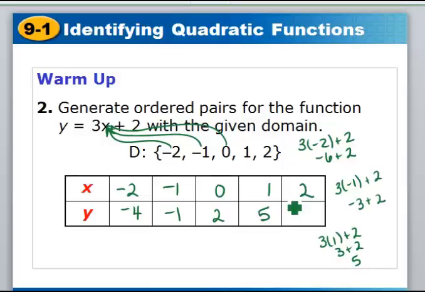And then the last one, plug in the 2. 2 times 3 is 6, plus 2 is 8. So 3 times 2 plus 2, 6 plus 2 is 8. So these would be my ordered pairs: negative 2, negative 4; negative 1, negative 1; 0, 2; 1, 5; and 2, 8.